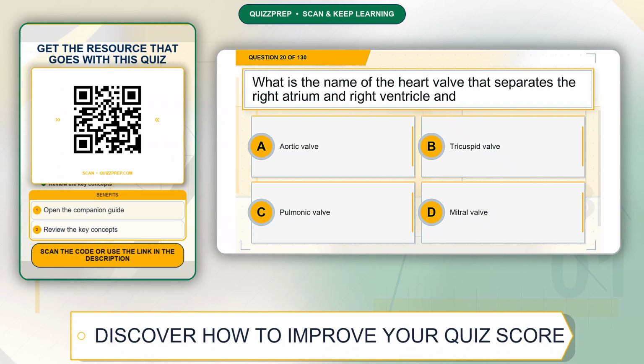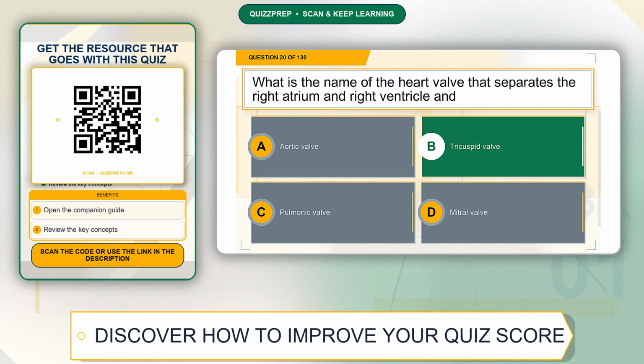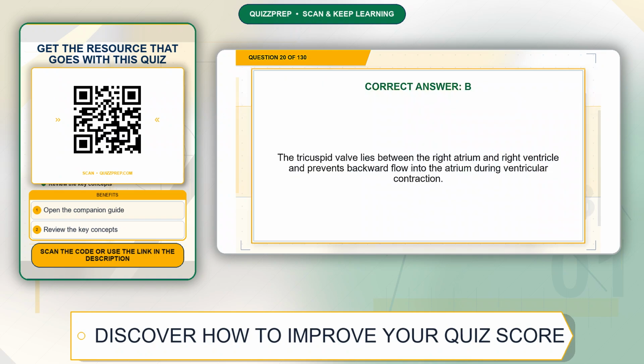Question 20. What is the name of the heart valve that separates the right atrium and right ventricle? Option A, aortic valve. Option B, tricuspid valve. Option C, pulmonic valve. Option D, mitral valve. The correct answer is option B, tricuspid valve. Explanation: the tricuspid valve lies between the right atrium and right ventricle and prevents backward flow into the atrium during ventricular contraction.